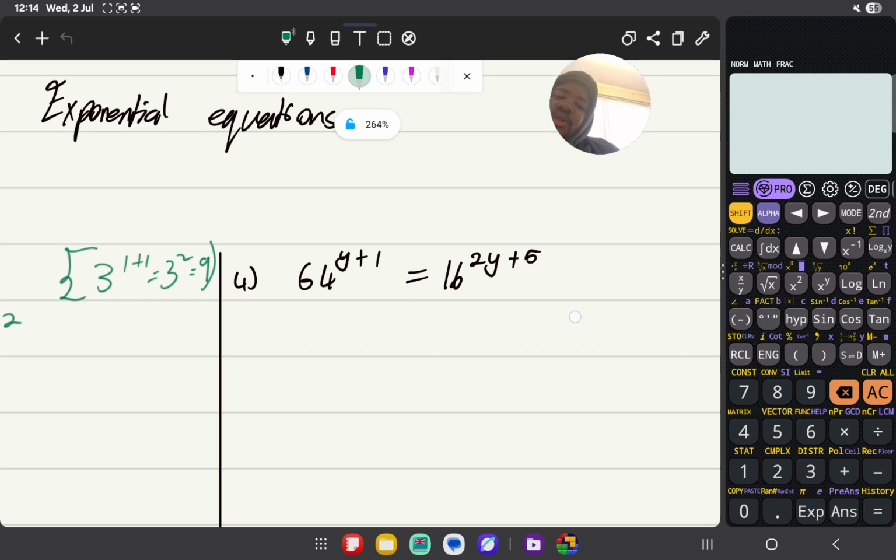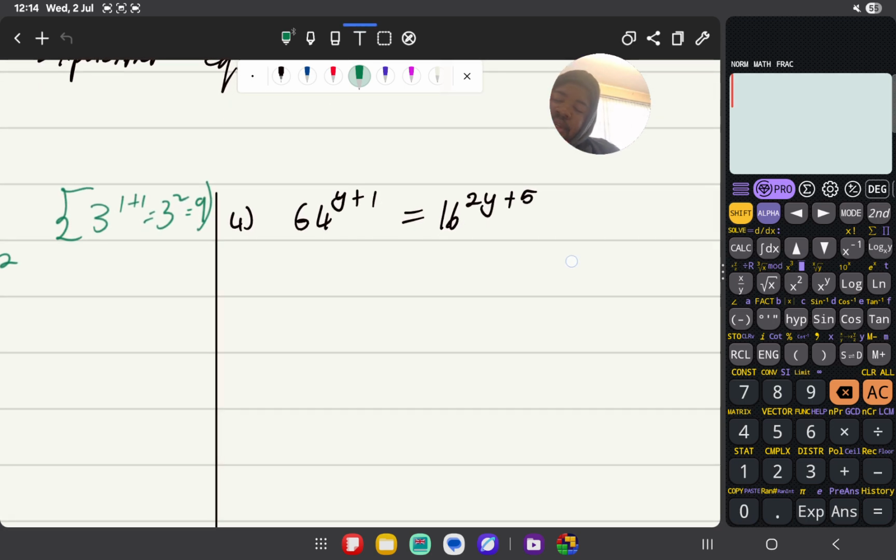We come to this one, very beautiful stuff. Let me see. Okay, cool. I think 64 is 2 to the power of 6. Yes, so this is 2 to the power of 6 into y plus 1. Then 16 is 2 to the power of 4, into 2y plus 5.